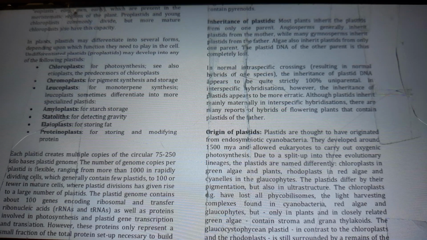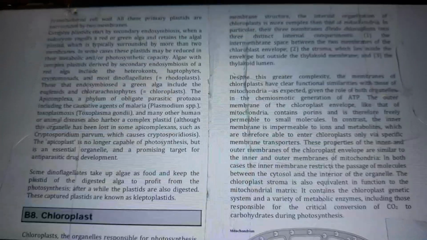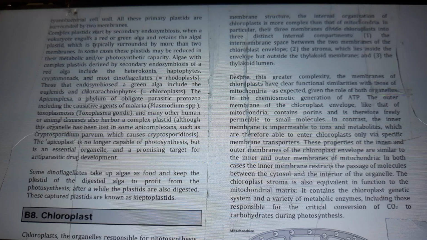The plastids differ by their pigmentation and also in ultrastructure. The chloroplasts, for example, have lost all phycobilisomes, the light harvesting complexes found in cyanobacteria, red algae, and glaucophytes, but only in plants and closely related green algae do they contain stroma and grana thylakoids. The glaucophyte plastid, in contrast to the chloroplast and the rhodoplast, is still surrounded by the cyanobacterial cell wall. All these primary plastids are surrounded by two membranes.